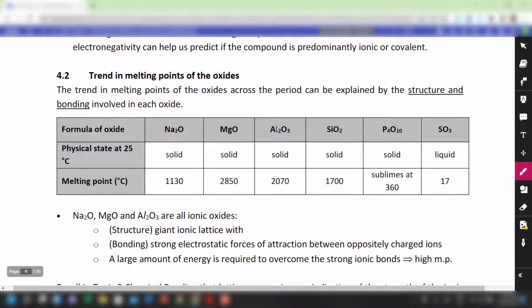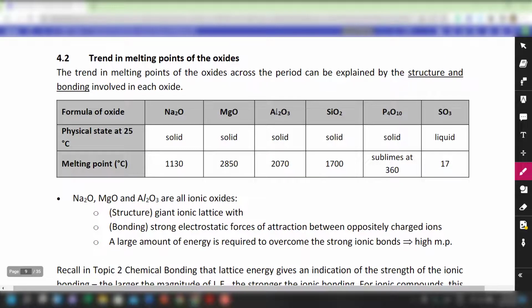Then moving on to section 4.2, the trend in melting points of the oxides, I think we have sort of given the ideas away. You notice that the physical state at 25 degrees Celsius of sodium oxide, magnesium oxide, and Al2O3, they're all solids. I think it is expected because of the strong ionic bonding between the ions. Silicon dioxide is a giant covalent lattice, so you would expect very strong covalent bonds between silicon and oxygen, and that will lead to a very high melting point as well.